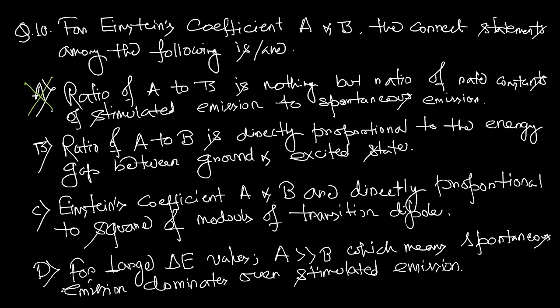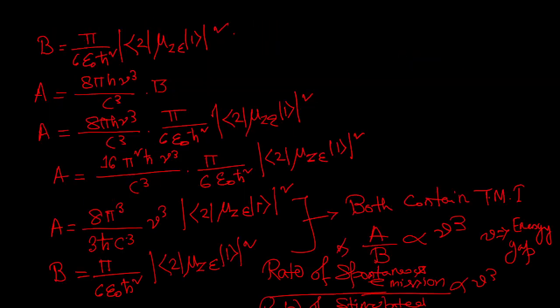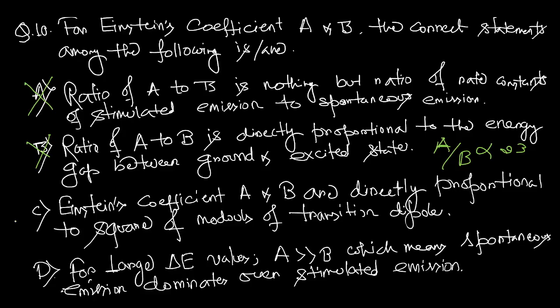B, A by B directly proportional to the energy gap? No, not directly proportional. A by B is proportional to the cube of the frequency. C, A and B directly proportional to the square of the modulus of the transition dipole moment. That's what we see, so this is correct. And for D, large delta E, the delta E is nothing but h delta nu, A is much greater than B, which means spontaneous emission dominates over stimulated emission. So these two are the correct options.